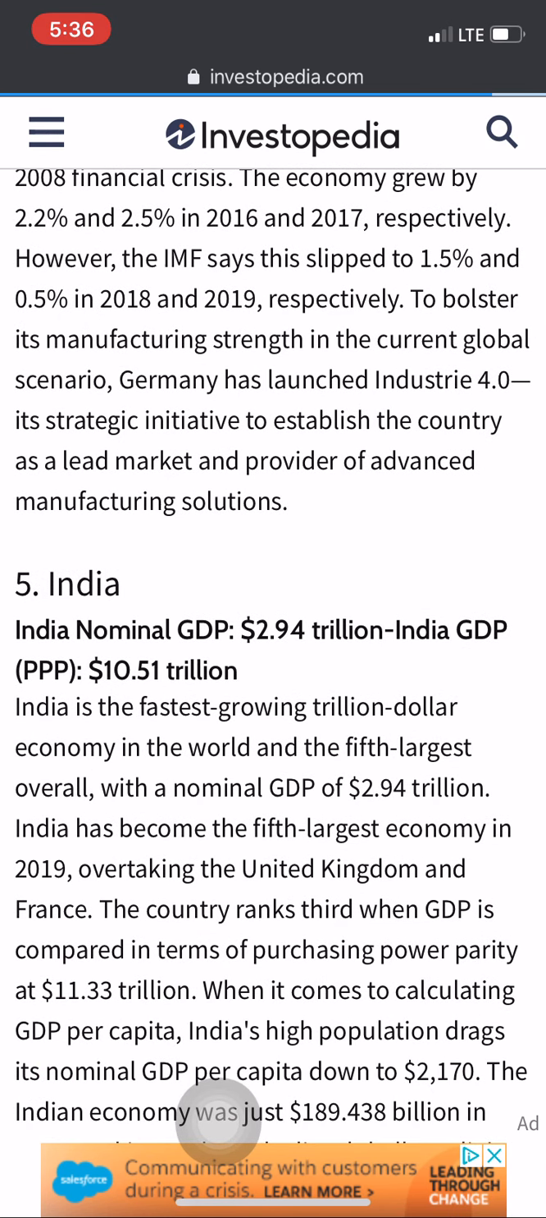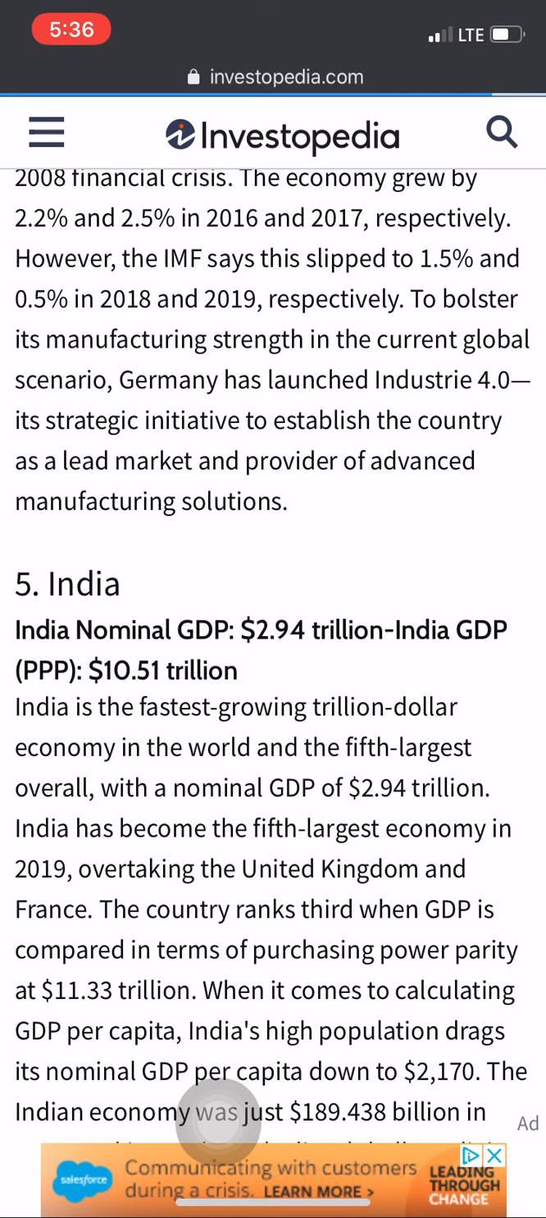Now look at India. Many people just say that India is the fifth largest economy in the world after US, China, Japan, Germany, and after these four countries, India's number comes along. But India's nominal GDP is $2.94 trillion, and the purchasing power GDP of India is $10.51 trillion. So why is there so much difference of almost $8 trillion? Why is there so much difference?